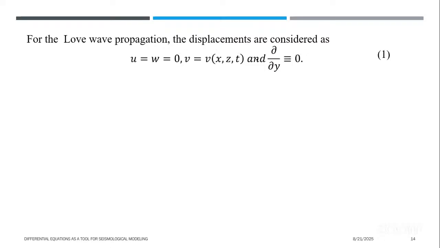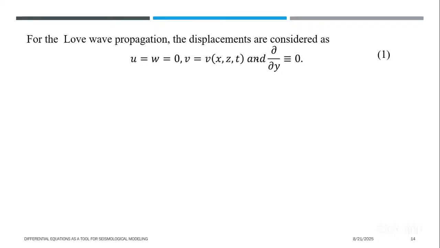Now, since we are dealing with love wave propagation, there is a specific pattern we have seen in the animation: the love wave is transversal in nature. The second thing is, what are the displacement components? We have seen that the particle is moving side by side. There is no motion in the x direction or the z direction. It's moving only in the y direction.